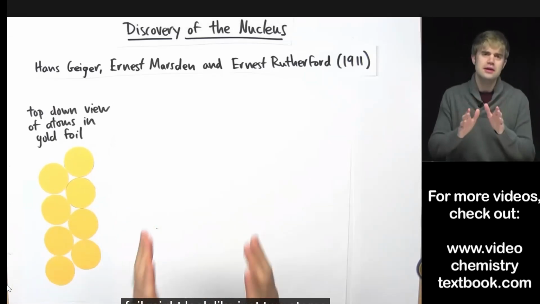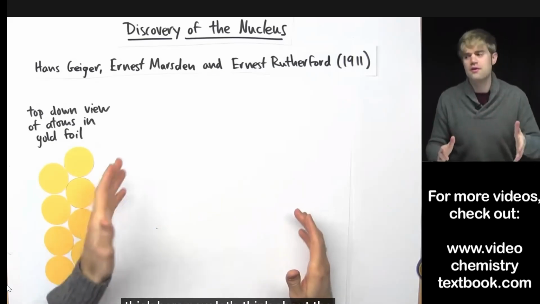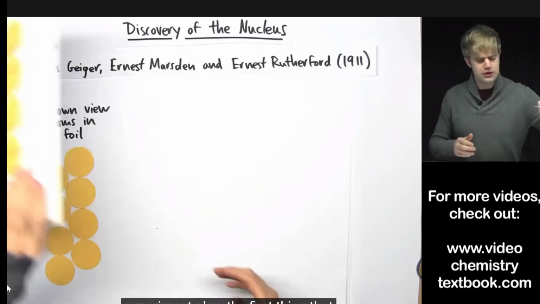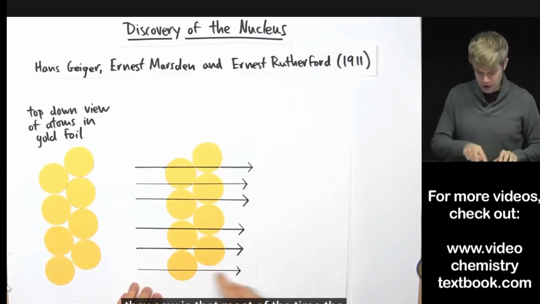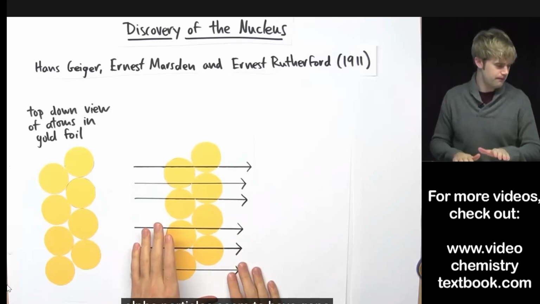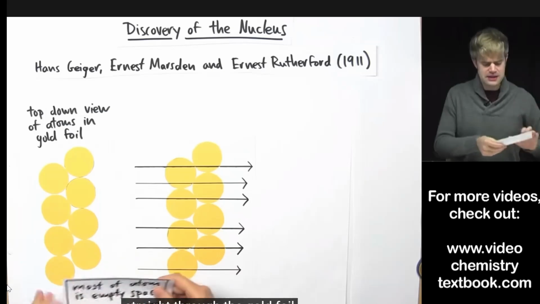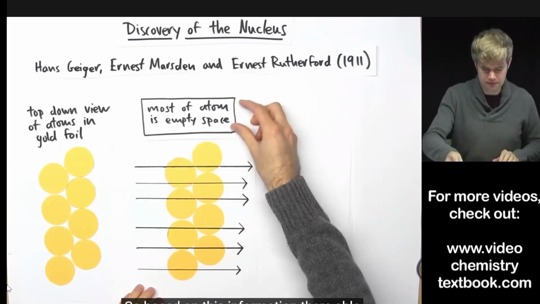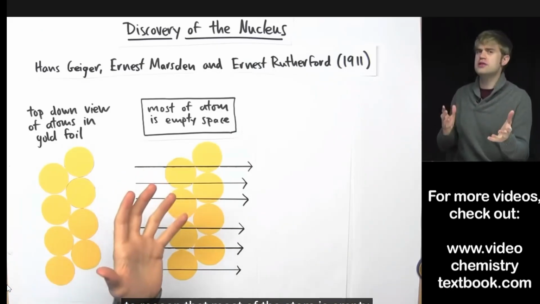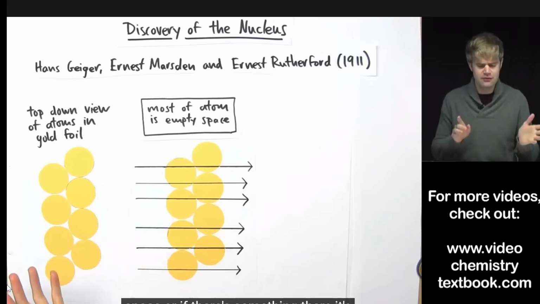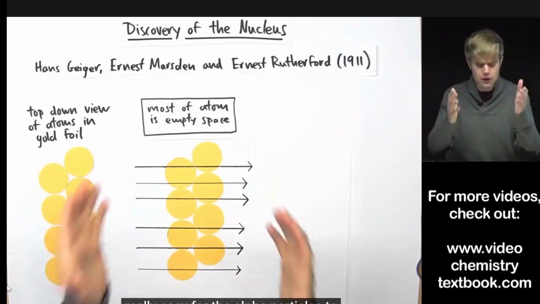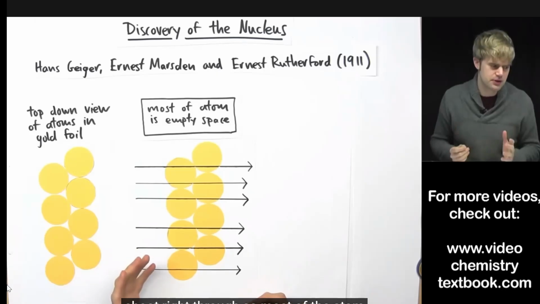Now, let's think about the results that they got from the gold foil experiment, okay? The first thing that they saw is that most of the time, the alpha particles seem to have gone straight through the gold foil. So, based on this information, they're able to reason that most of the atom is empty space, or if there's something there, it's very light. It's not very dense, and it's really easy for the alpha particles to shoot right through. So most of the atom is probably empty space.